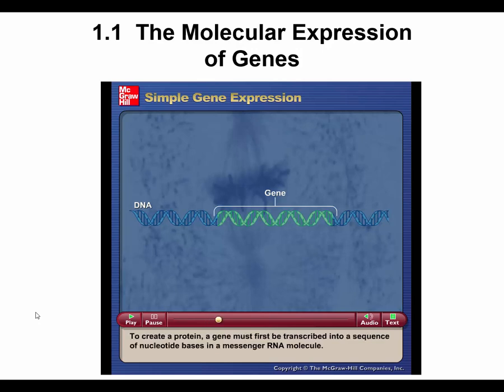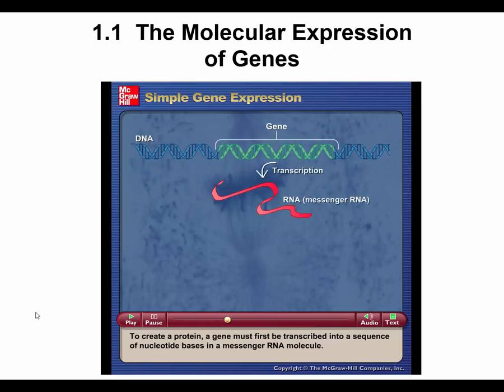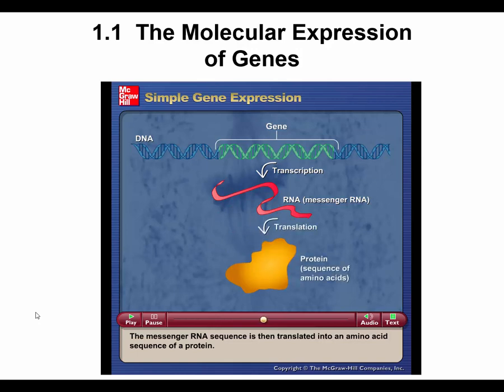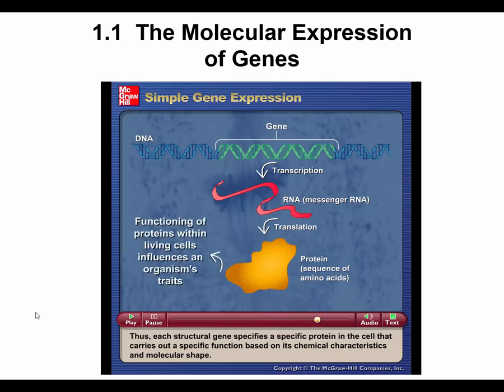To create a protein, a gene must first be transcribed into a sequence of nucleotide bases in a messenger RNA molecule. The messenger RNA sequence is then translated into an amino acid sequence of a protein. This sequence of amino acids in a protein molecule determines the shape and chemical characteristics of the protein. Thus, each structural gene specifies a specific protein in the cell that carries out a specific function based on its chemical characteristics and molecular shape. This function of the specific protein gives the cell and the organism the specific trait coded by the gene.